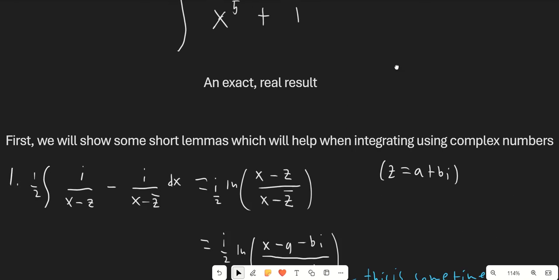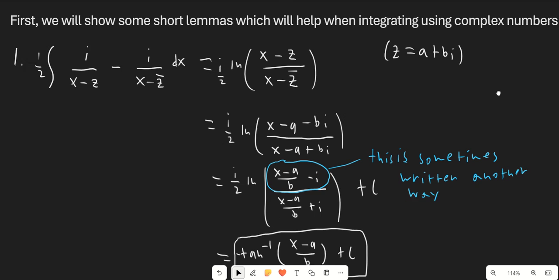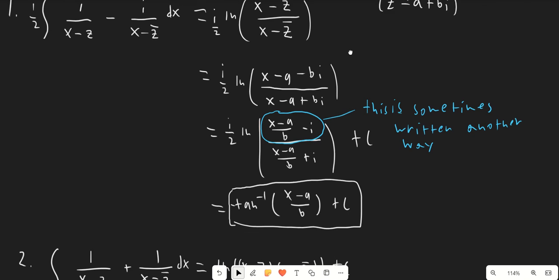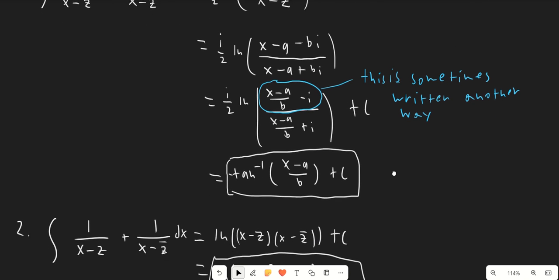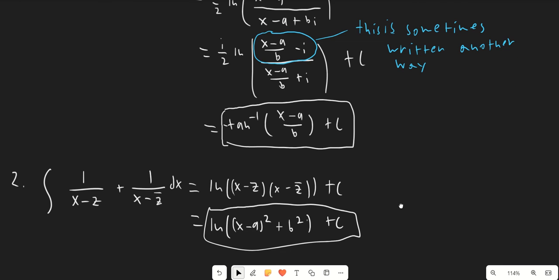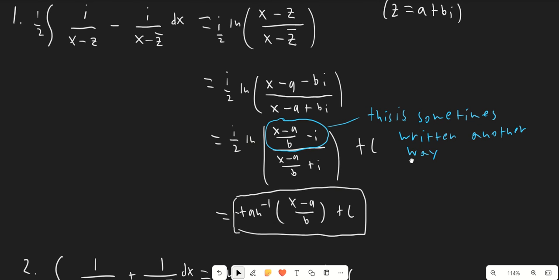So first, we're going to do some really quick lemmas that will help us when integrating with complex numbers. This concerns a complex number z equals a plus bi, and its conjugate z bar, which is a minus bi. So if we have the integral of 1 half i over x minus z minus i over x minus z bar dx, we are going to do some algebraic manipulation with the natural logarithms here, and actually we will end up with a form of the arctangent function. In fact, it'll be negative inverse tangent of x minus a over b plus c. And that's going to come up a lot. We're going to mostly be dealing with conjugates.